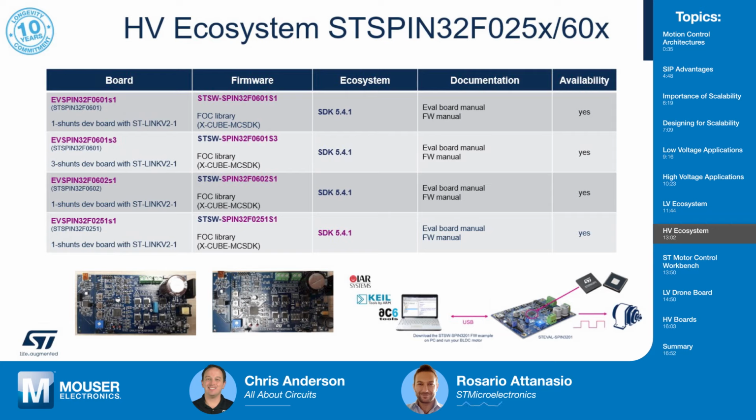The first one is the EVAL-SPIN32F0601S1, which is a single shunt topology with the high voltage STSPIN32. The gate drivers here are rated at 600 volts. The same board is offered in the 3-shunt topology, and it is also offered with the F0602, which has a higher gate drive current capability. And finally, we have another single shunt topology, the EVAL-SPIN32F0251S1, which uses the 250 volt STSPIN32.